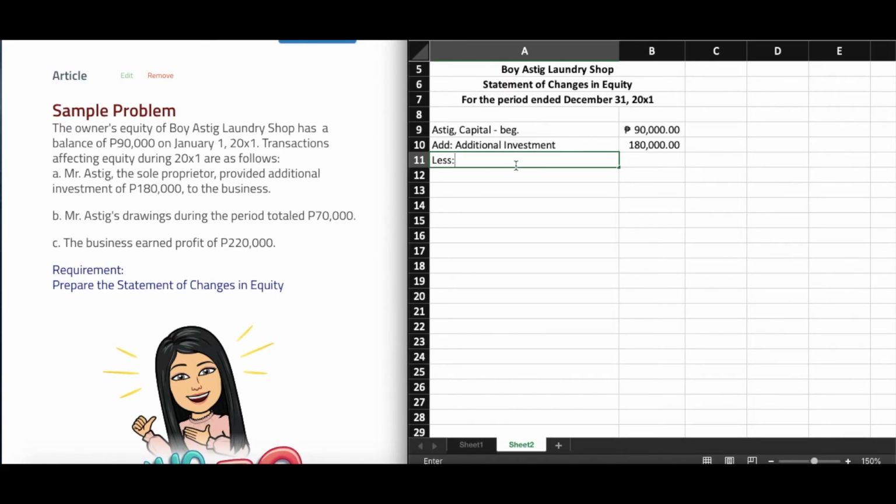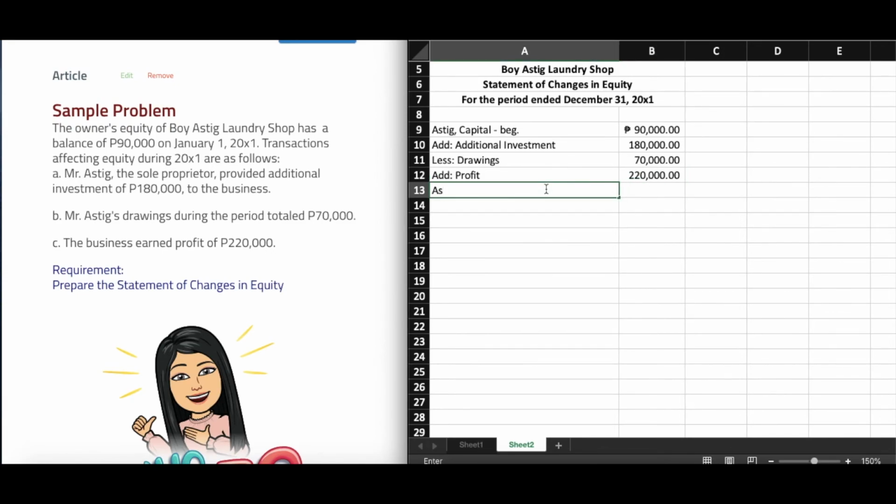For letter B, we have the drawings. We'll deduct it because withdrawals, again, are deductions sa ating capital. So drawings, 70,000. And then we add profit, or the profit for that year, which is 220,000.